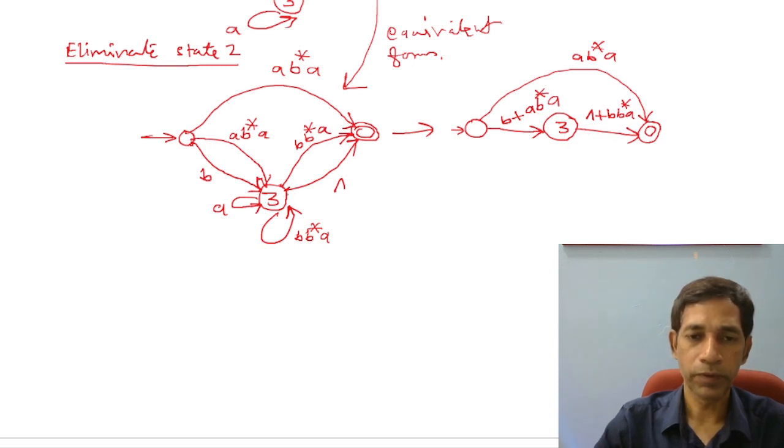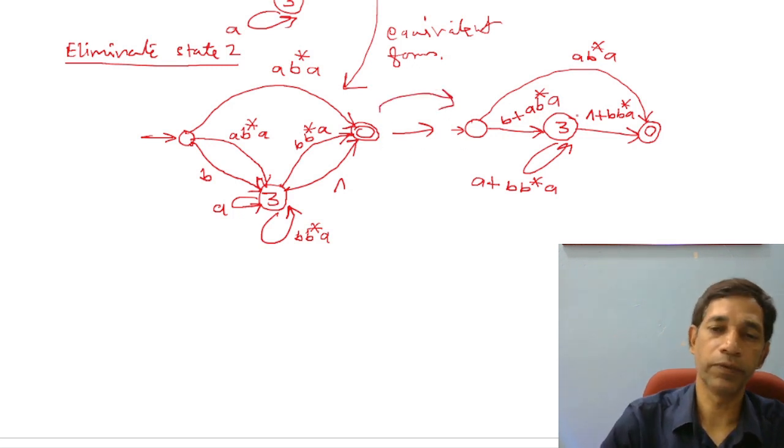Now you have the loops at state 3. And what is the label of this loop? We have loops on the same state, and we have to add the two loops. So the resulting label will be A plus B star A. So A plus B star A, this is the result. Now you can simplify to this.